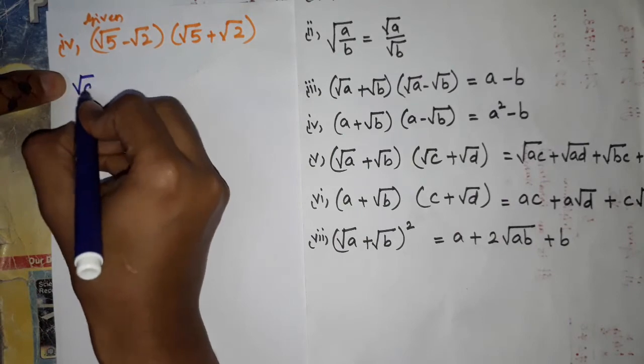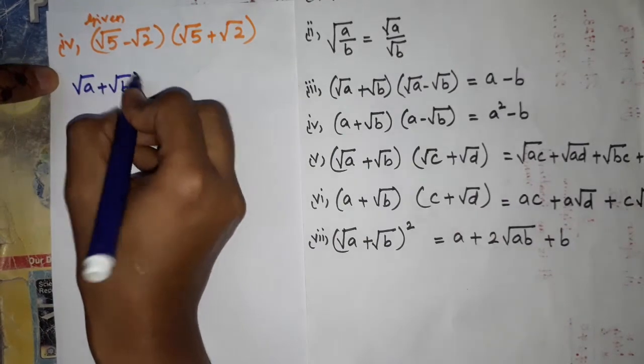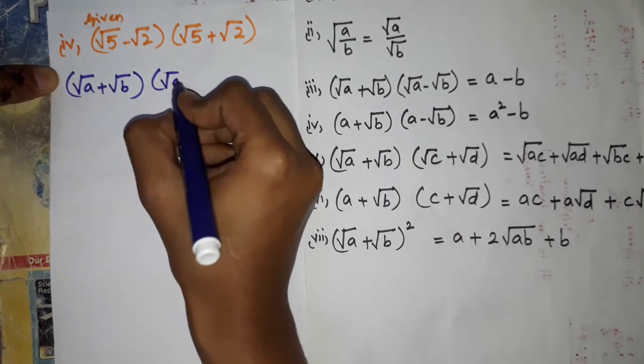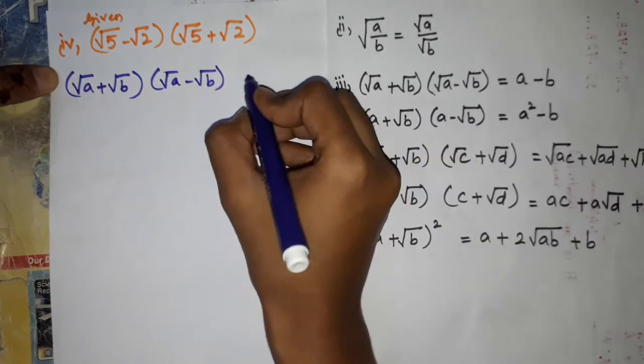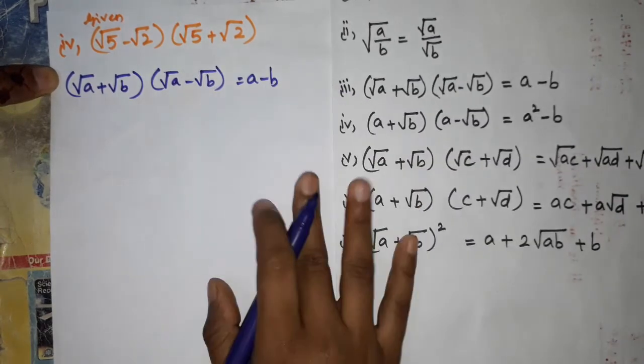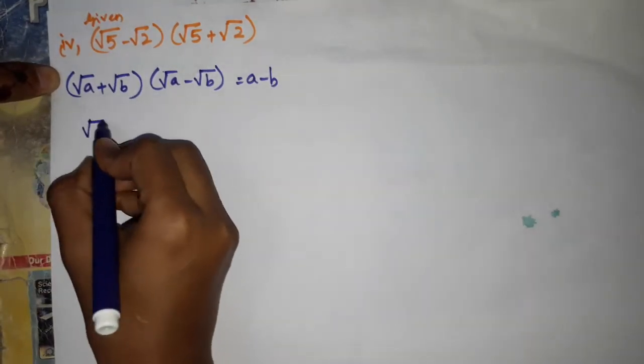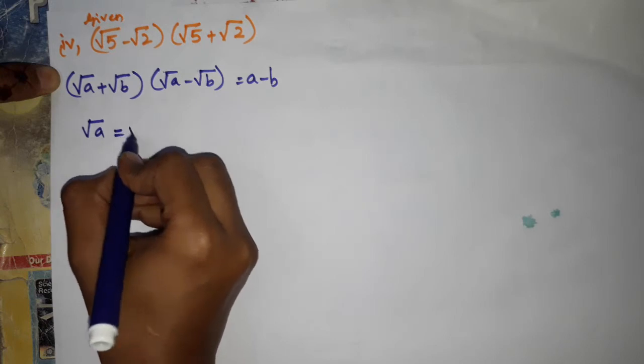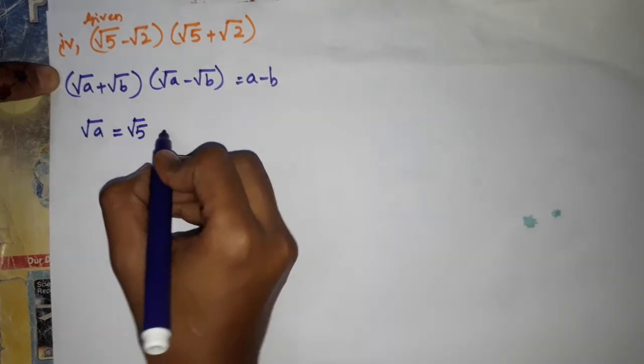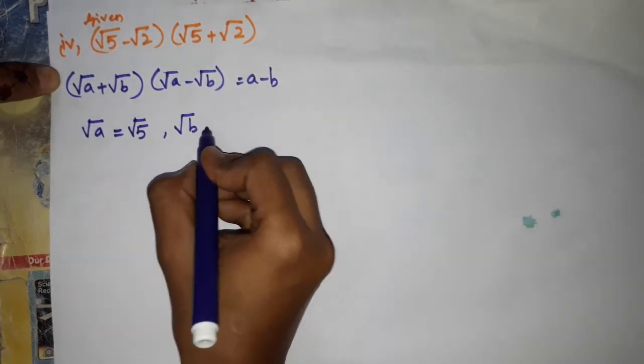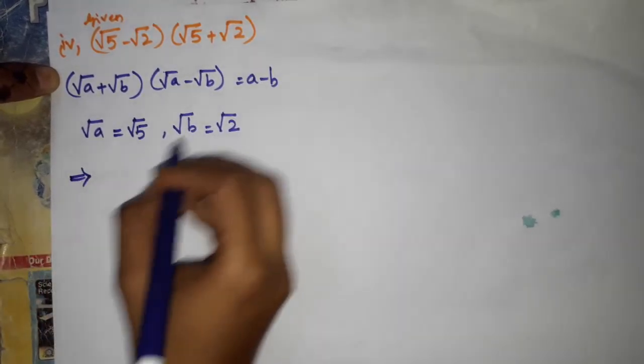Now I am going to copy it. Root a plus root b, into root a minus root b, that is nothing but a minus b. Now what is a? Root a is nothing but root 5, and root b is nothing but root 2. Now we have to substitute it. Obviously you know what the formula is.